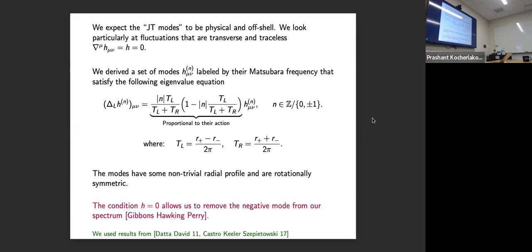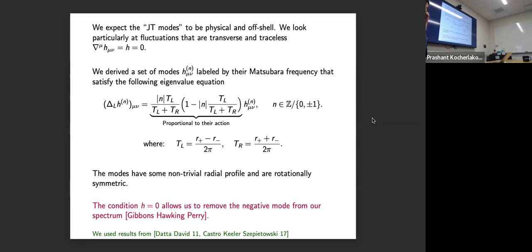So we expect the JT mode. The goal of this part is to identify the JT modes in the full geometry at finite temperature. And we expect them to be physical modes and to be off shell, of course, since they're quantum fluctuations. So we look particularly at fluctuations that are transverse, so they satisfy our gauge condition, and are traceless.